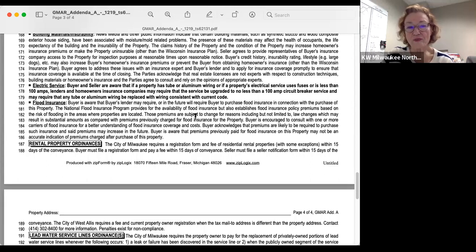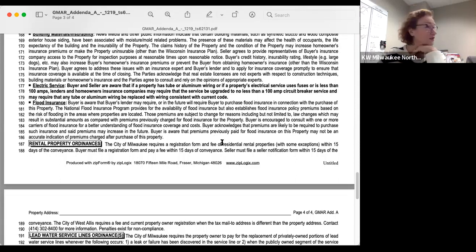Those premiums are subject to change for reasons including, but not limited to, law changes, which may result in substantial amounts as compared with premiums previously charged for flood insurance. We went through that about 5-6 years ago. Flood insurance premiums just went skyrocket. Buyer is encouraged to consult with one or more carriers of flood insurance for a better understanding of flood insurance coverage and costs. They're not putting that obligation on you, agents, but you need to direct them to talk to at least 2 insurance agents about flood insurance coverage and costs.